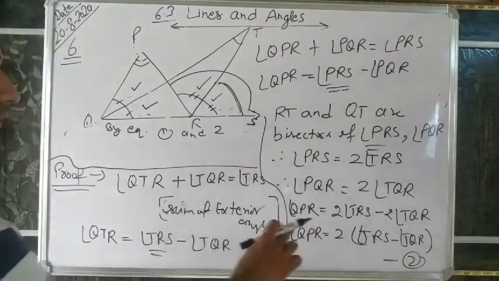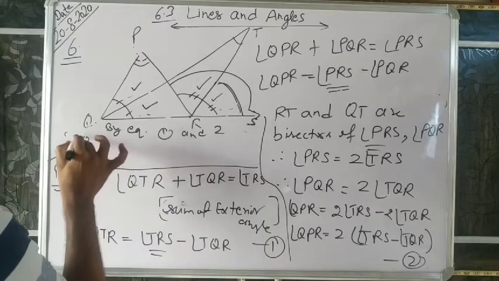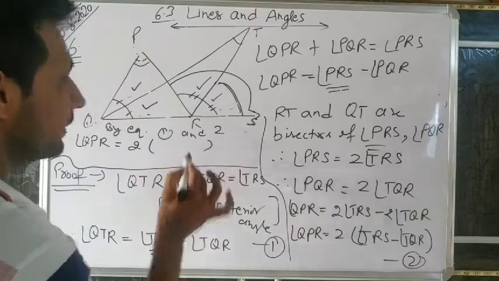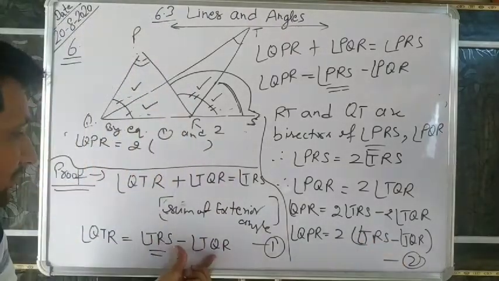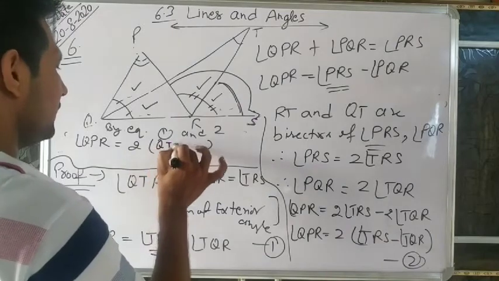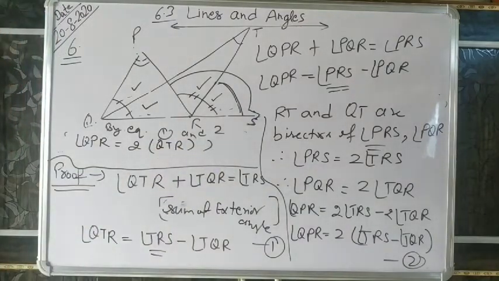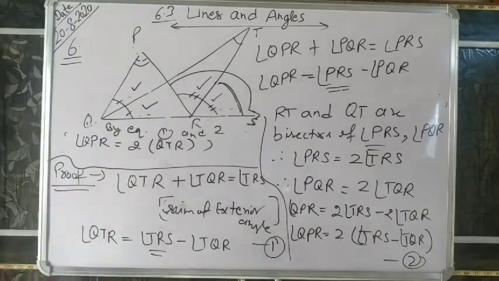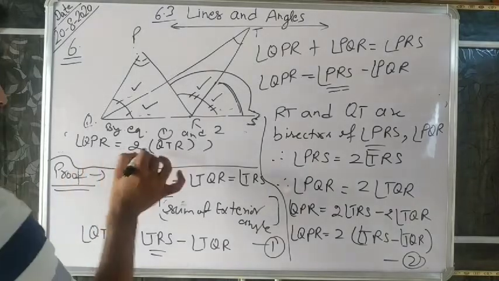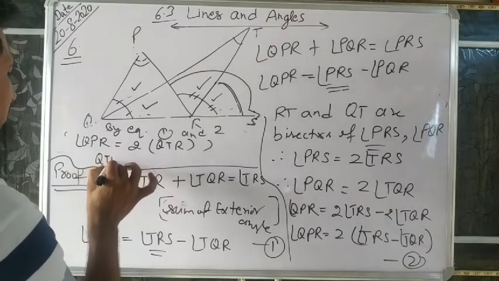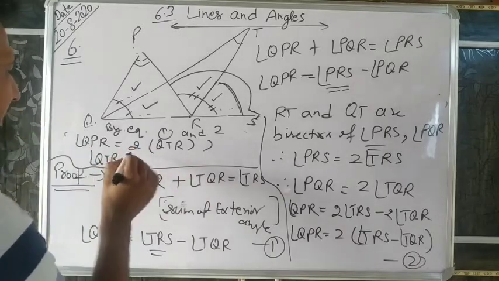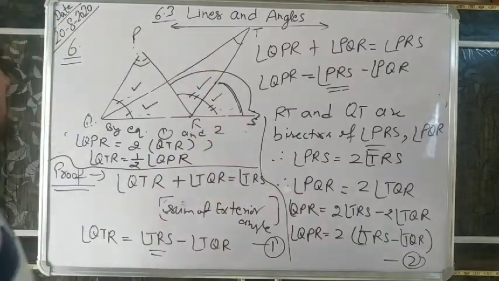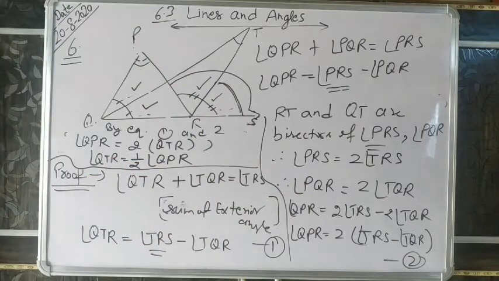Angle QPR equals 2 times (TRS minus TQR), which is angle QTR. But we want to find this angle, which is half, so we divide by 2 on the other side. What remains is angle QTR, and on the other side, 1 by 2 of angle QPR. So we wanted to prove this, and we have already proved it.